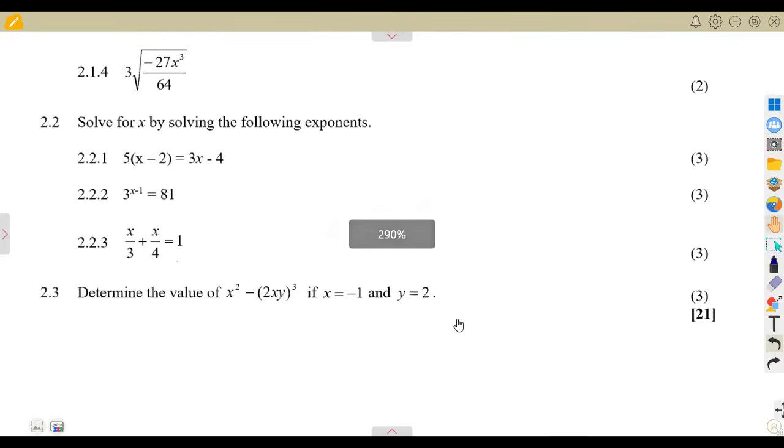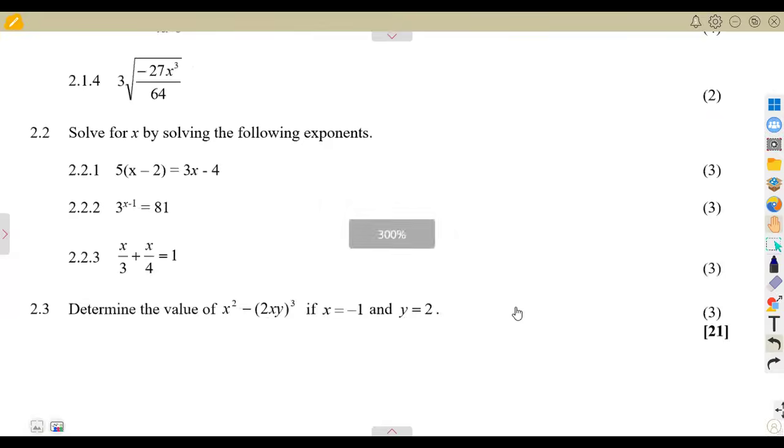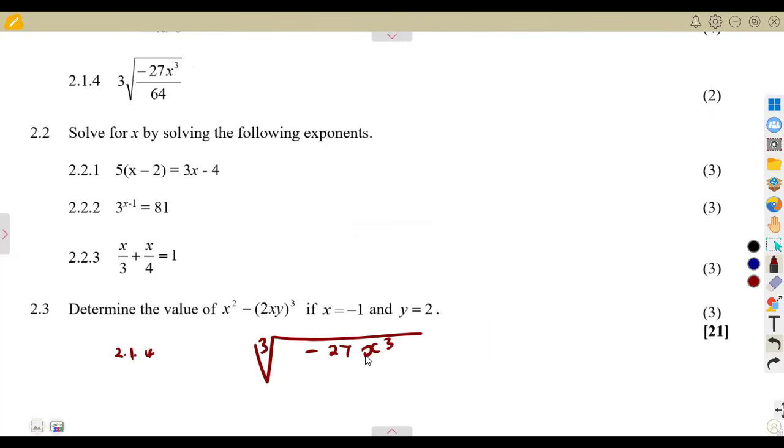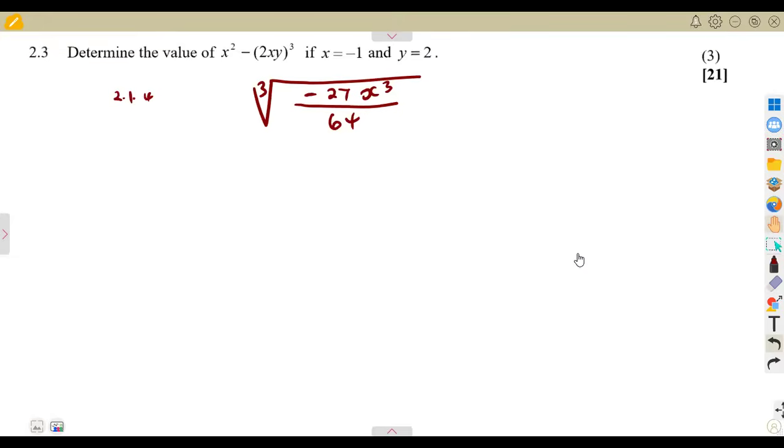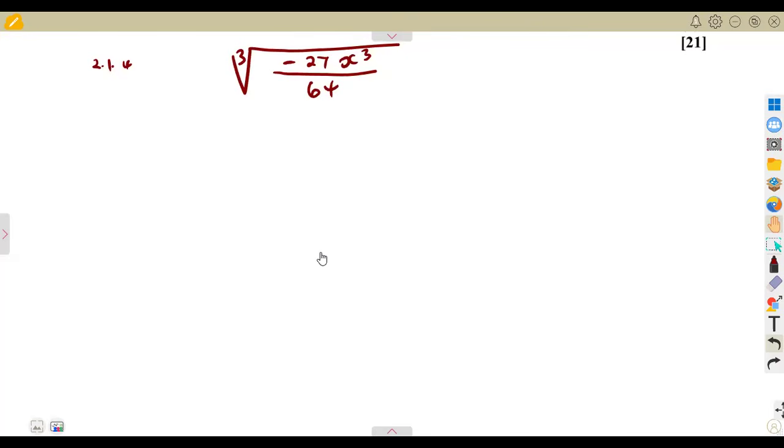All right, on 2.14, we have a similar question again, where we need to simplify and also leave our answers as positive exponents. That's 2.14, where we are given to simplify the cube root of negative 27 x to the exponent of 3, everything over 64. So that's the cube root of this. All right. So it follows that we can simplify the cube root of numbers. Even the cube root of a negative can be simplified.